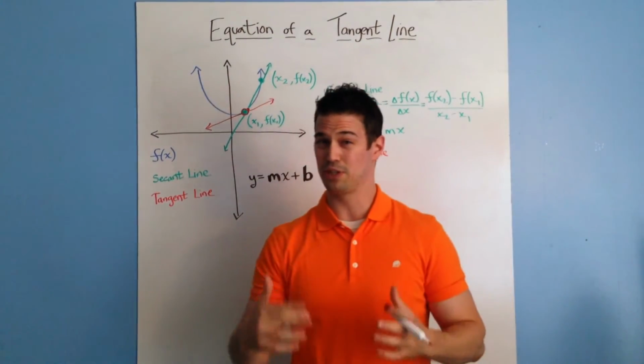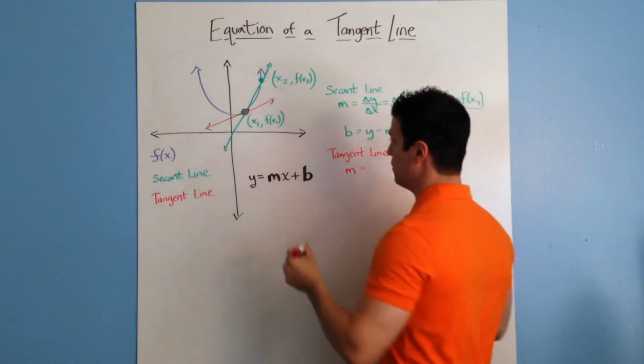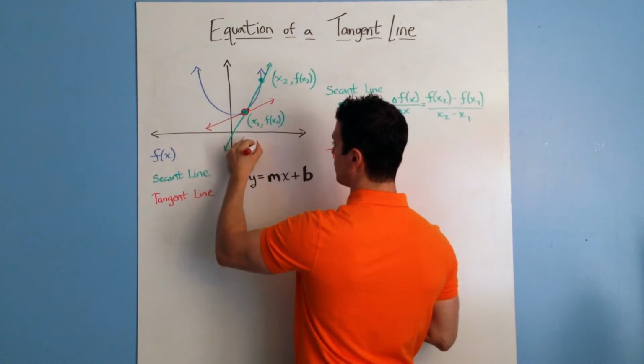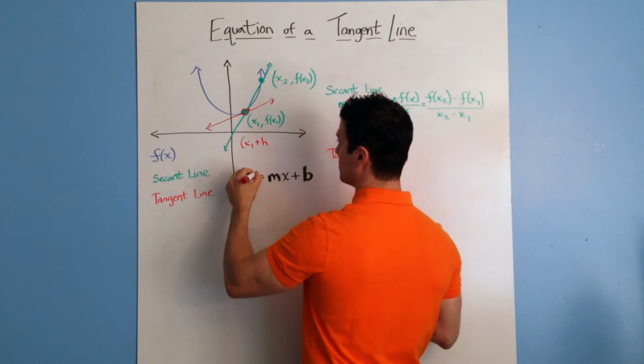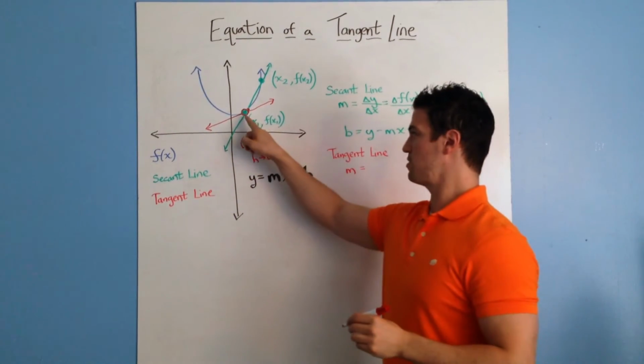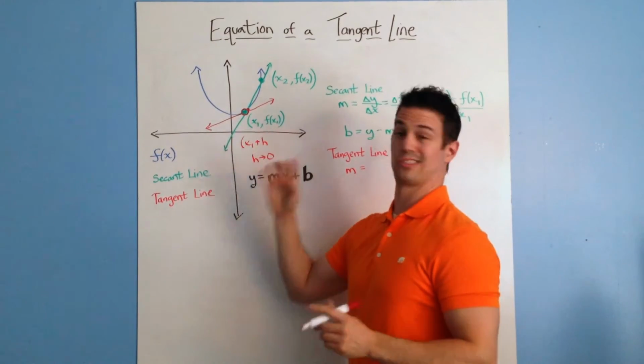Hopefully that sounds familiar, infinitesimally closer. That's based on our concepts of limits. So what I'm going to do is give that point some coordinates. It's just going to be x1 plus h, and h is just going to be closer and closer to 0. So it's a little bit more than this x1, or it could be a little bit less. I just chose to do more.